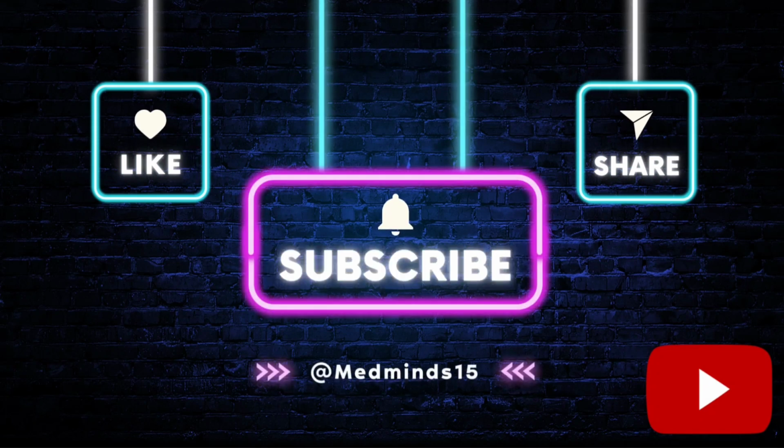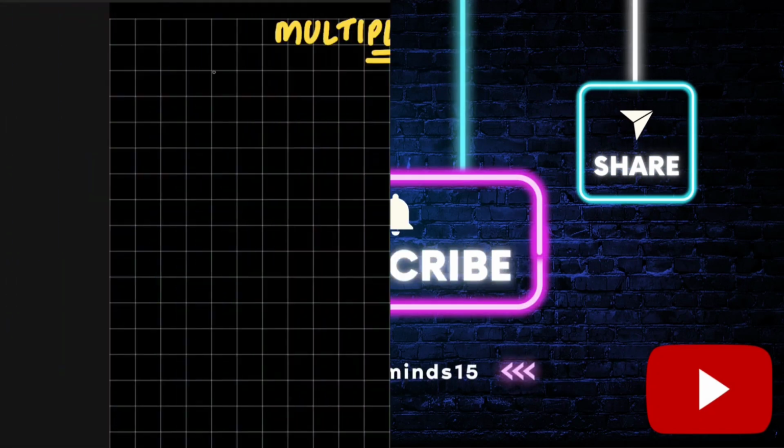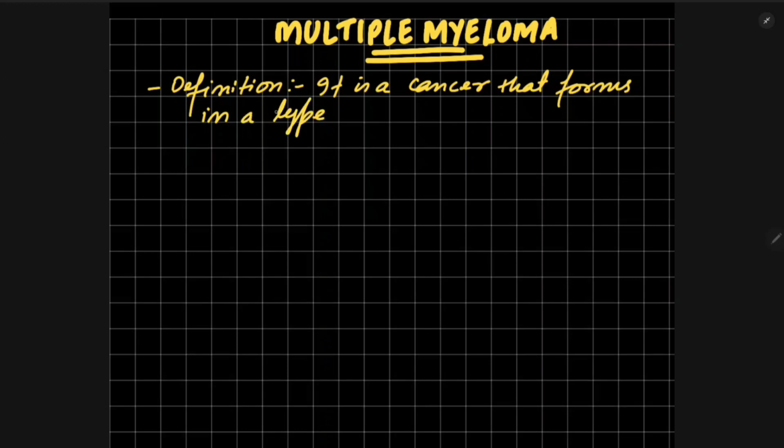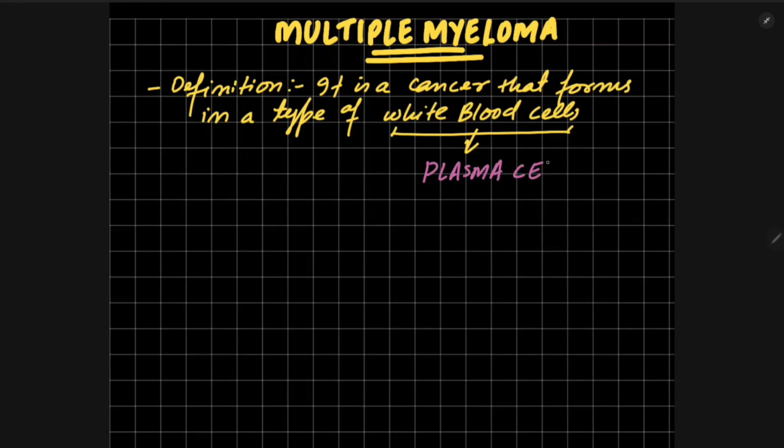Today we are going to discuss a topic that's multiple myeloma. Coming to the definition of the disease, it is a cancer that forms in a type of WBCs, those WBCs that are particularly known as plasma cells. Remember this thing, plasma cells.